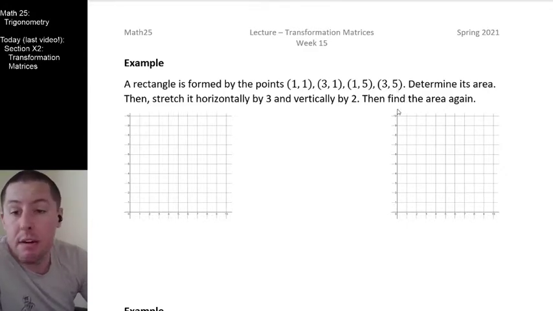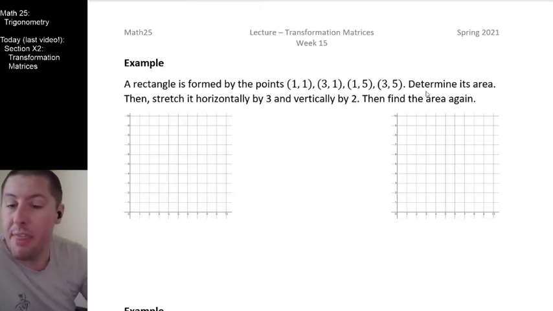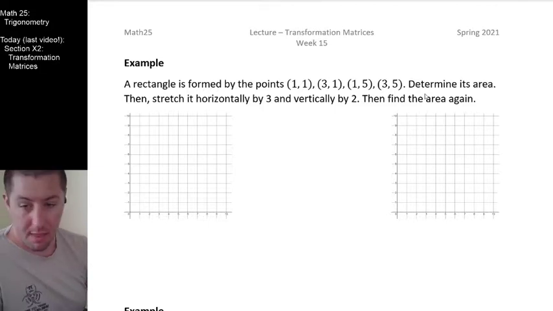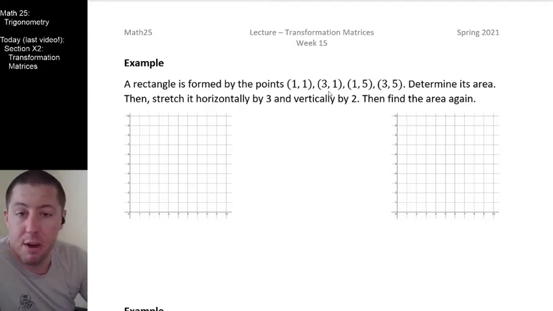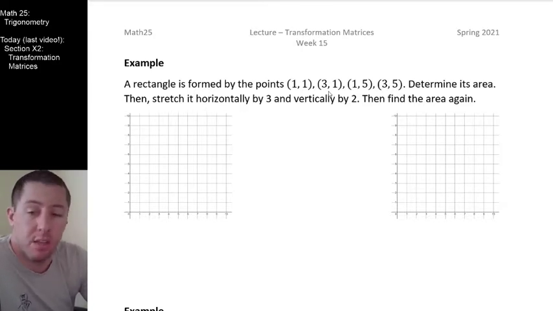Determine that rectangle's area. Then do the matrix operation to stretch it horizontally by 3 and vertically by 2. And then let's find the area again, and then ask ourselves if we see some kind of nice special relationship here. By the way, you should now pause the video and do this yourself, because it's going to be just like the one that we did up above.